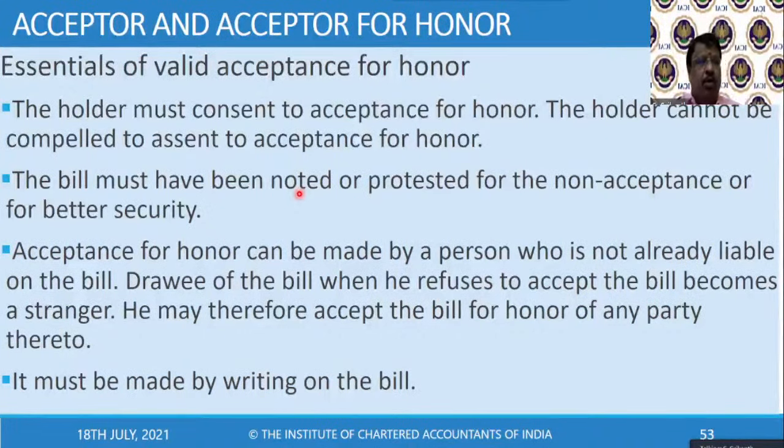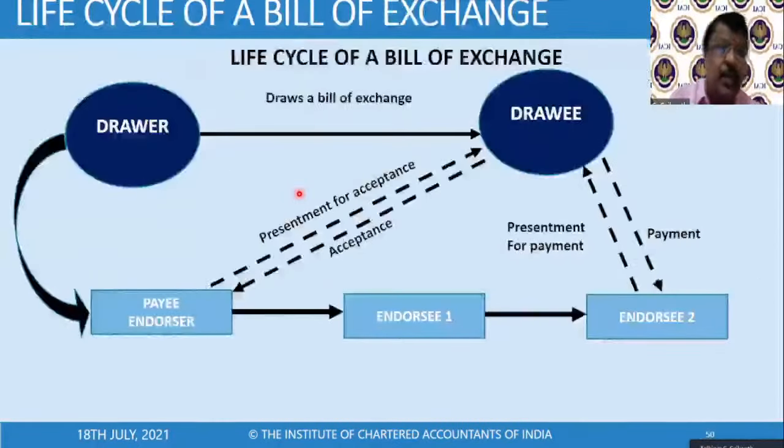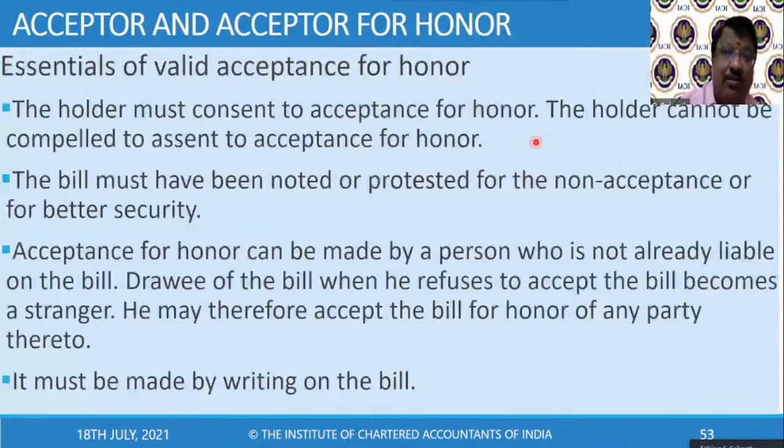Okay. See, the drawee of the bill becomes a stranger. He may therefore accept the bill for honor of any party. Think about it. Crazy. The bill is drawn on him. He doesn't accept it. Subsequently, it gets endorsed. The endorsee presents it. Now the drawee, who originally said, I won't accept it, becomes an acceptor for honor. Crazy. Okay, but welcome to the world of law.